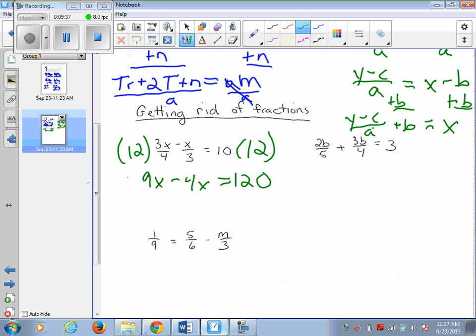Now all we need to do is combine our like terms, and we get 5x equals 120. And then to solve for x, we can divide both sides by 5. We should get x equals 24. Nice whole number.